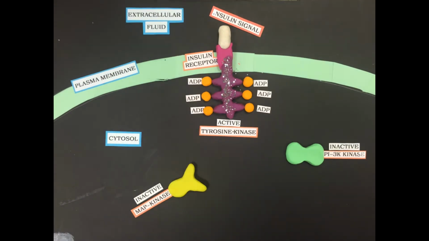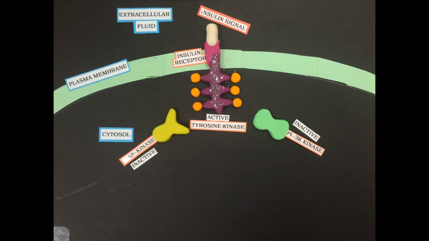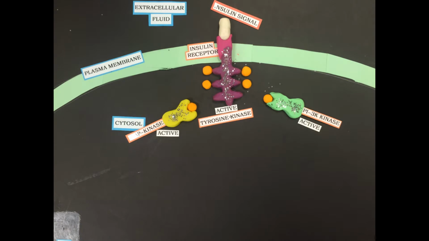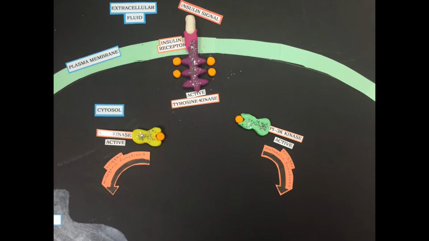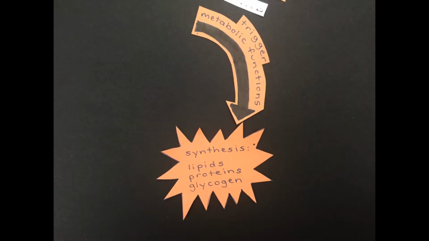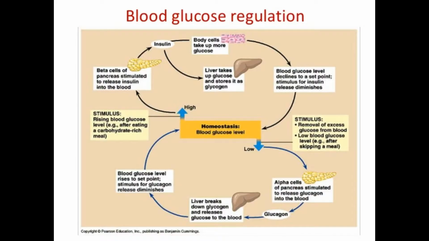This kinase phosphorylates two enzymes, mitogen-activated protein kinase and PI3 kinase. The activation of the MAP kinase leads to completion of functions like cell growth and gene expression. However, the PI3 kinase pathway is most important for glucose regulation because it is responsible for the distribution of glucose for important cell activities. Thus, excess glucose from eating food is used up within the cell.